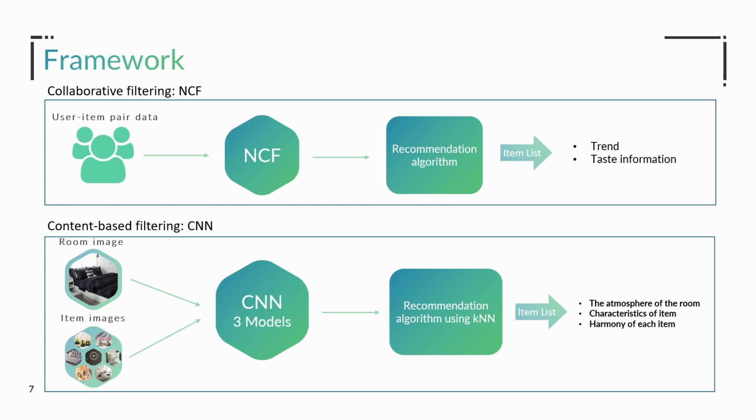This is the framework of our model. We're going to utilize both collaborative filtering and content-based filtering. For collaborative filtering, we utilize the neural collaborative filtering model, and by using this, we can collect the trend and taste information of the user. For content-based filtering, we utilize the convolutional neural network, and by using this, we can collect the atmosphere of the room, the characteristics of the items, and the harmony of each item.